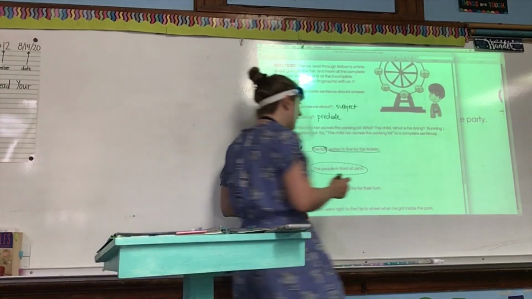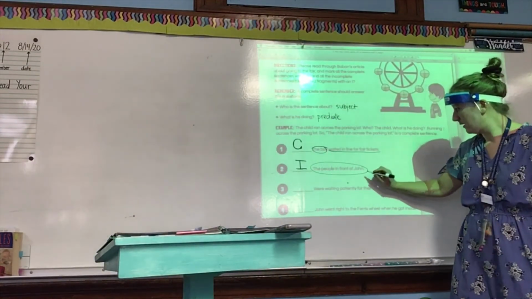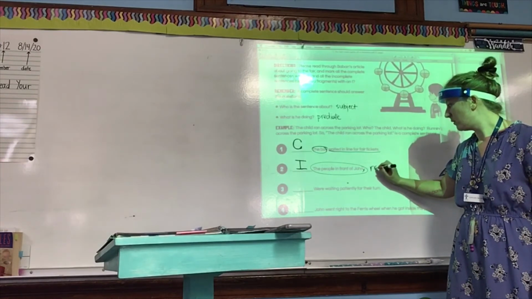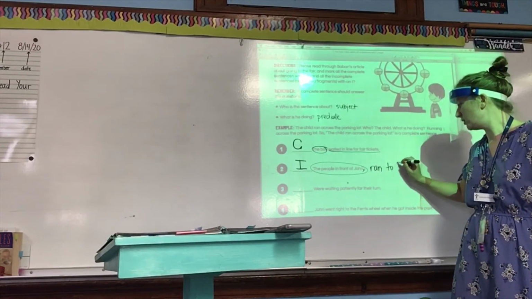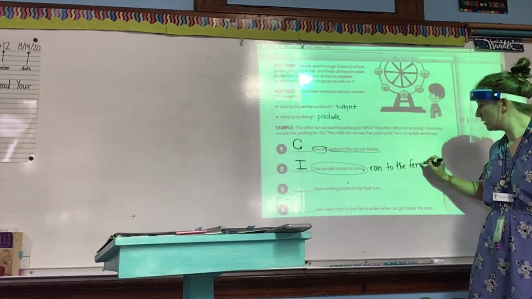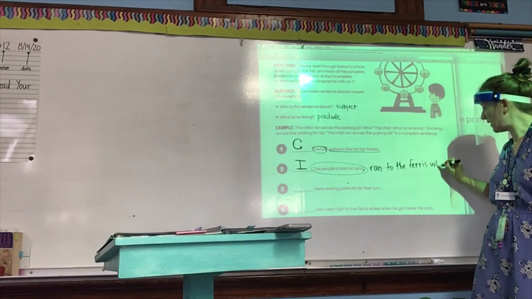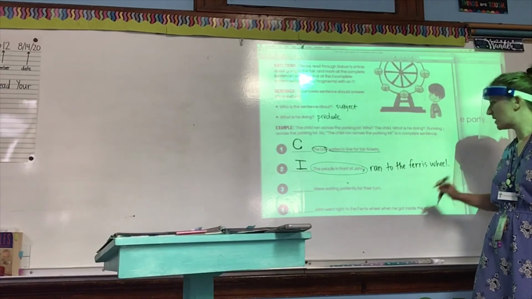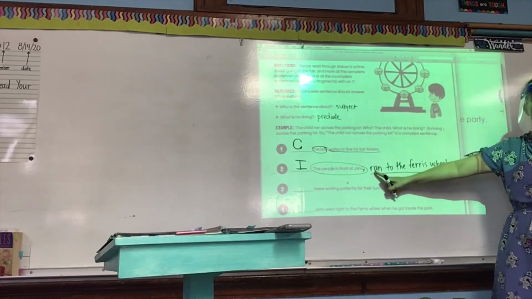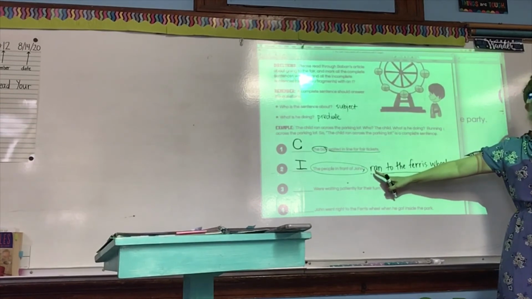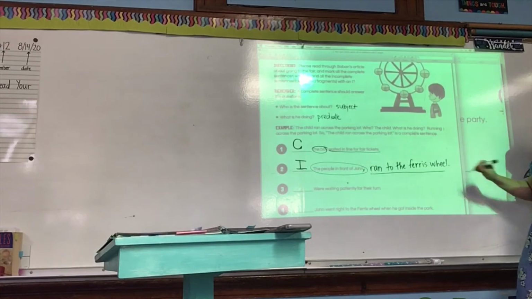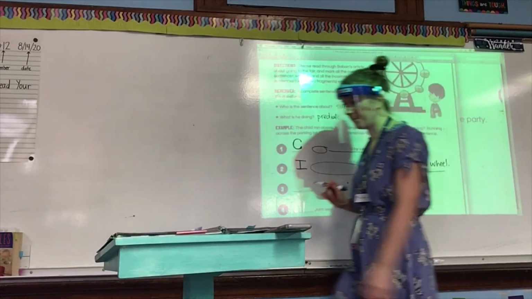Good. The people in front of John, cross out that period because it's not over yet, ran to, I think this is a little different than what you said, but we're just going to go with it, to the Ferris wheel. So, I added a predicate. What did they do? They ran, the complete predicate, they ran to the Ferris wheel. The people in front of John ran to the Ferris wheel, period.